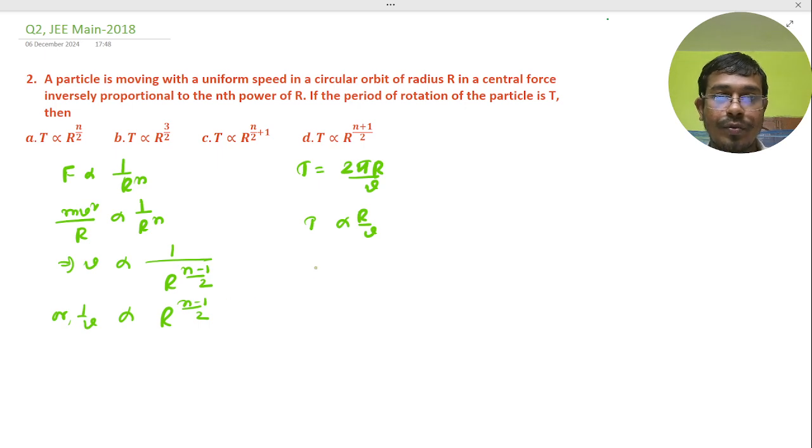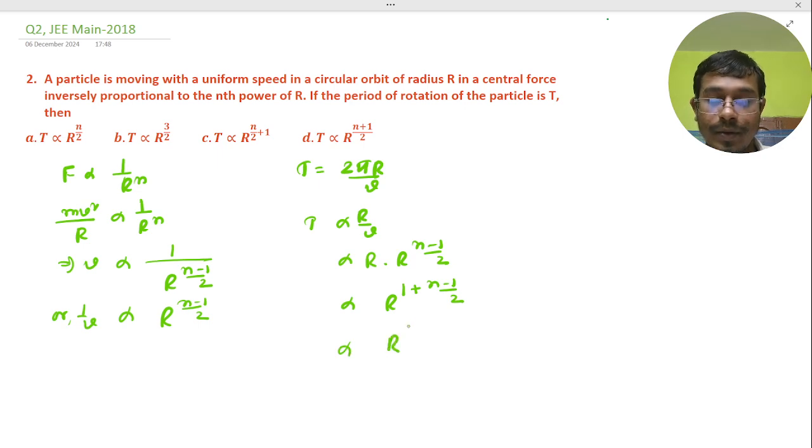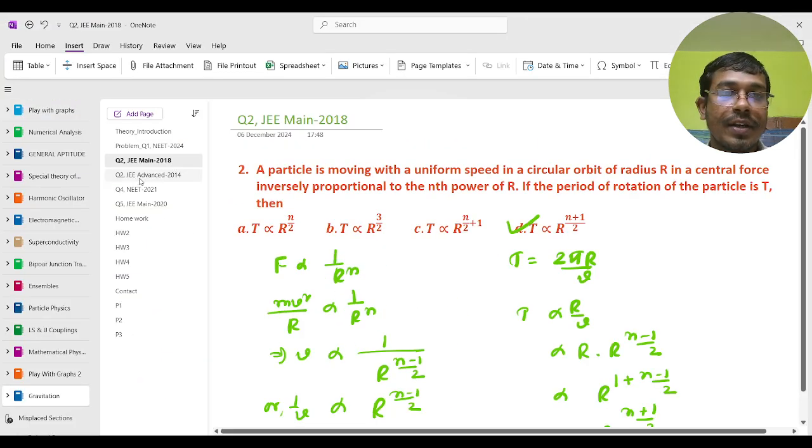So put r and 1 by v, that is proportional to r to the power n minus 1 by 2. So T is proportional to r to the power 1 plus n minus 1 by 2, that would become r to the power n plus 1 by 2. So our final answer would become T proportional to r to the power n plus 1 by 2. D would be the correct answer. So go ahead to our third question.